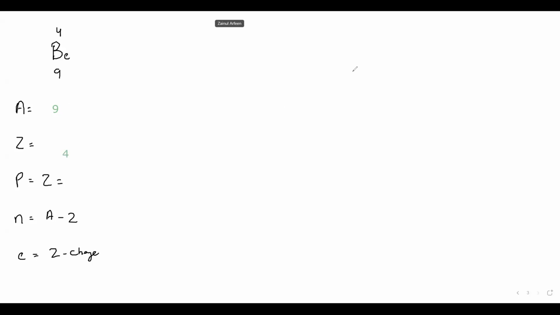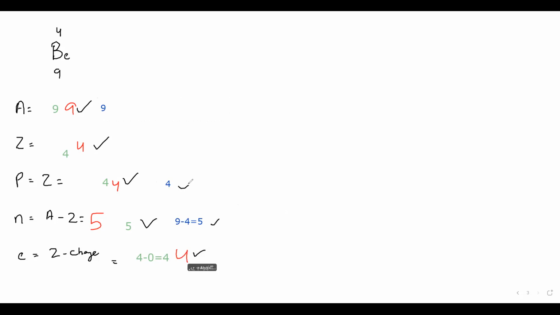You can use the screen annotation now, because the last one I was explaining, now it's an activity. So A is equal to 9, that's correct. Z is equal to 4. Number of protons are 4, that's correct. And number of neutrons is A minus Z, so 9 minus 4, that's equal to 5, correct. And the total number of electrons is equal to 4.